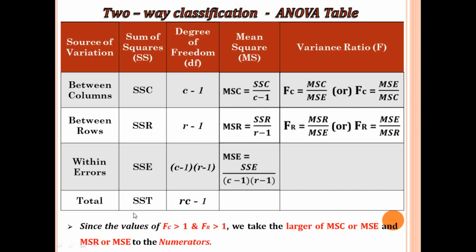Here the very important point is that the value of the F ratio test column wise and row wise should be greater than 1, otherwise it is wrong. So we take the larger of MSC or MSE, and MSR or MSE. Once you get the larger value in the numerator, then only will we get a value greater than 1. Suppose you get the lower value in the numerator, you get less than 1. So we take the larger value in the numerator. This is the very important point.